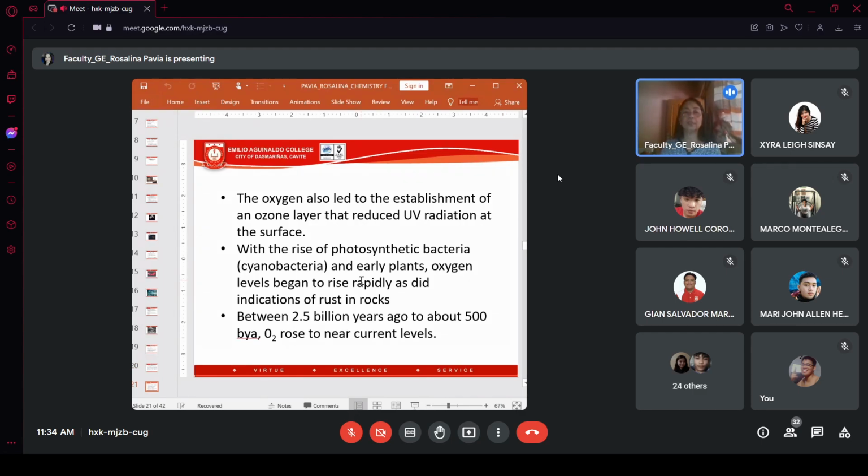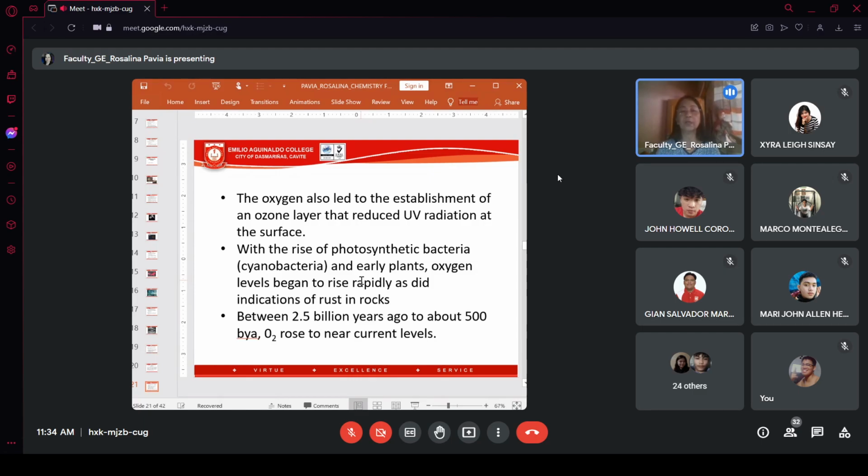And another also, the oxygen also led to the establishment of the ozone layer. So that reduced the UV radiation at the surface of the Earth. Mayroon ng ozone layer kasi nag-form na si O3 because of the presence of oxygen gas. So little by little, na-reduce yung UV radiation sa surface ng Earth.